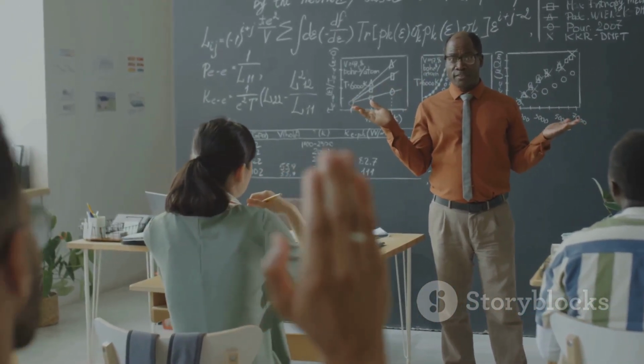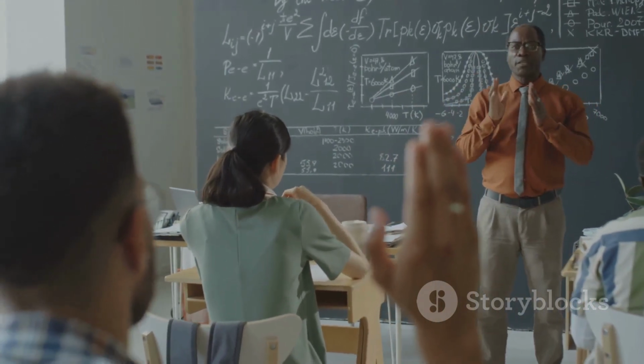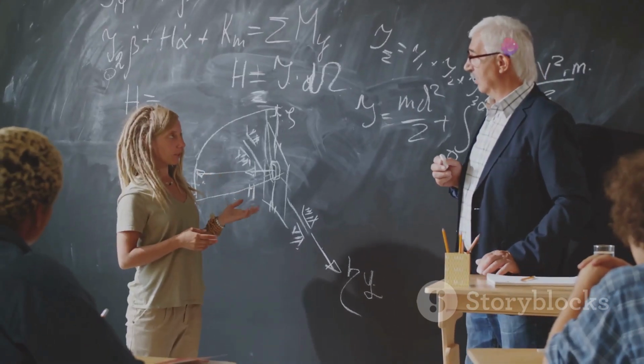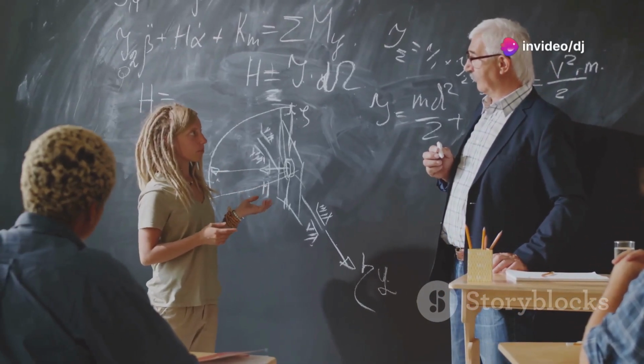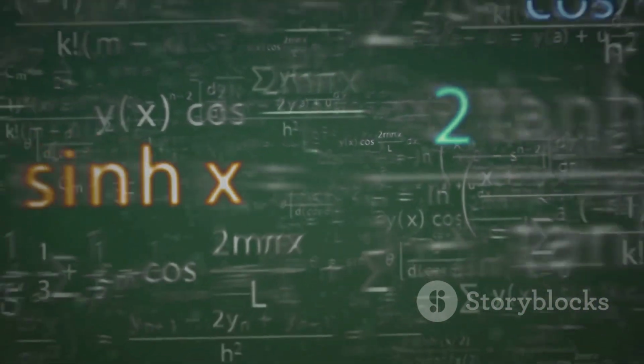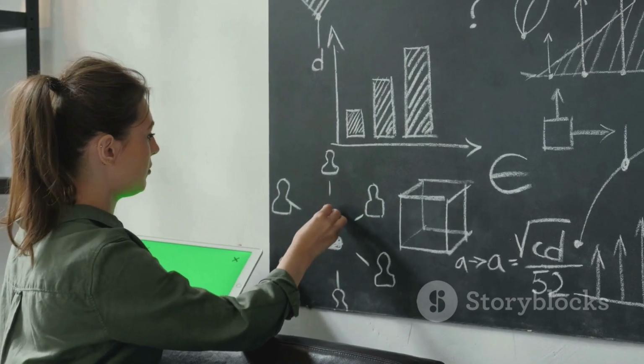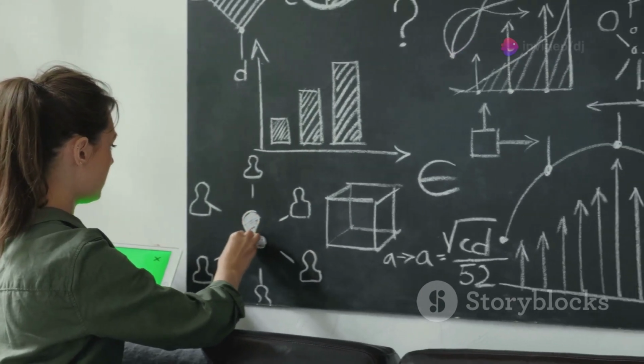Now let's explore one of the most powerful rules in calculus, the chain rule. This rule is essential for differentiating composite functions, which are functions within functions. Imagine you have a function g(x) inside another function f(x), such that you have f(g(x)). The chain rule tells us how to find the derivative of this composite function.